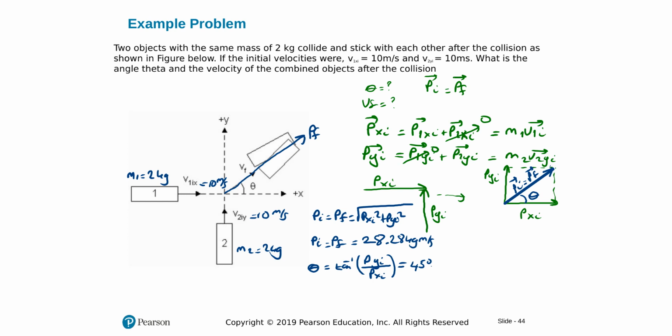Okay, now I have the momentum. I'm asked to find the velocity. That's easy. P final will be equal to (M1 plus M2) V final, and I'll solve for it. V final, when I divide both sides by M1 plus M2, will be alone, so I'll have P final over M1 plus M2. And when you put in the numbers, you'll get a velocity of 7.07 meters per second. And that's it for the momentum.